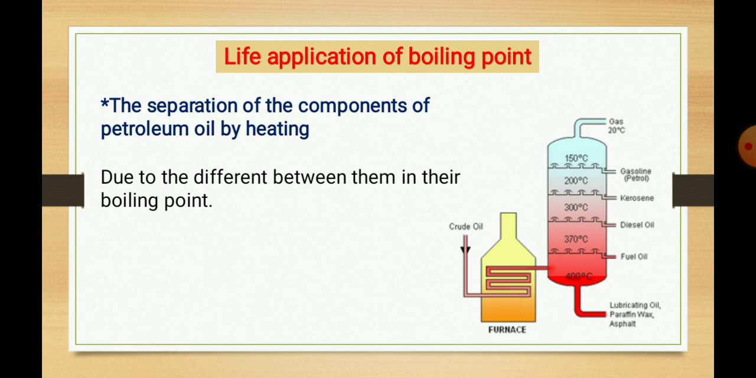As you see in this picture, when we boil the petroleum at 370 Celsius degree, it gives us fuel oil, and when we boil it at 300 Celsius degree, it gives us diesel oil. When we boil it at 200 Celsius degree, it gives us kerosene, and when we boil it at 150 Celsius degree, it gives us gasoline or petrol. Okay.